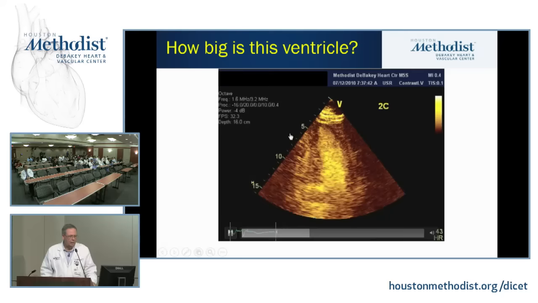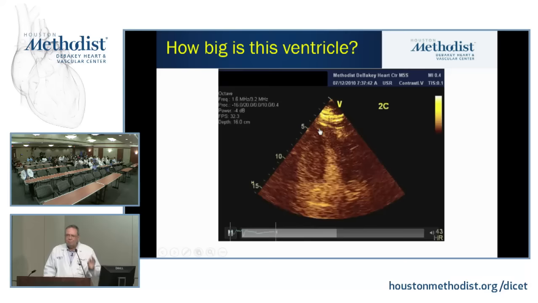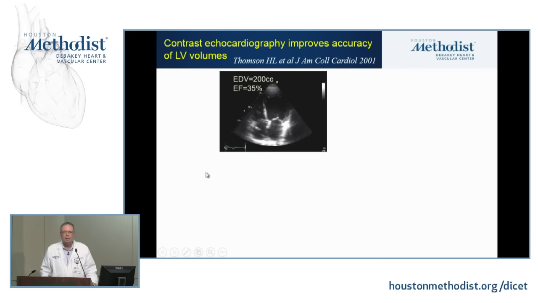Now, these are numbers without contrast, because most of the world is not using contrast. So these are numbers with 2D without contrast. And clearly, our ranges are much less than what you would get on a CMR. So again, these are the normal values for volumes based on body surface area and so on.